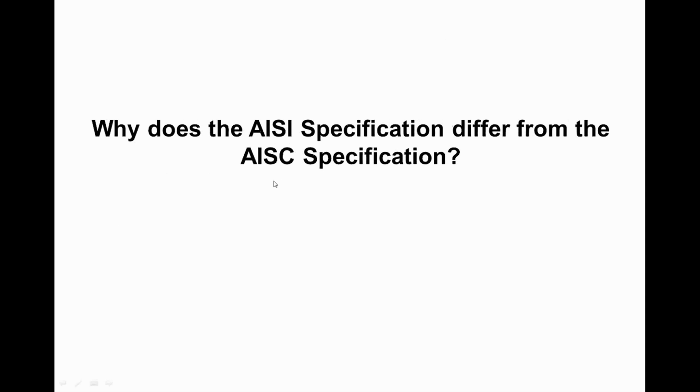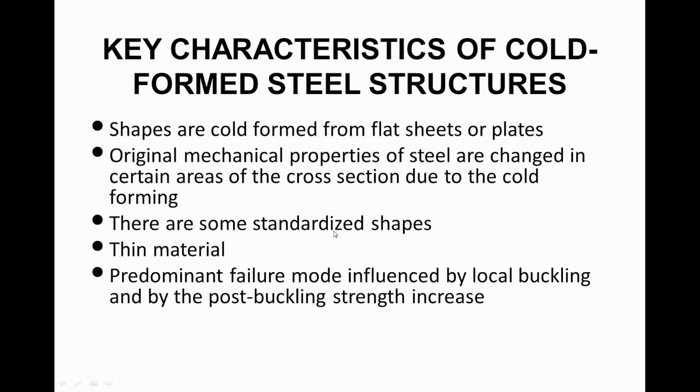From an engineering perspective, we learned steel design initially using the AISC specification. Then, all of a sudden, we open up the AISI specification and we say, oh my goodness, what happened? Why is AISI different than AISC? I mean, it's a steel member, so why do we see such difference? Well, maybe to give some reasoning. One, the shapes are cold formed from flat sheets or plates. So I'm taking a flat sheet of steel and I'm bending it, which really means I'm permanently deforming that nice, pretty flat piece of steel.